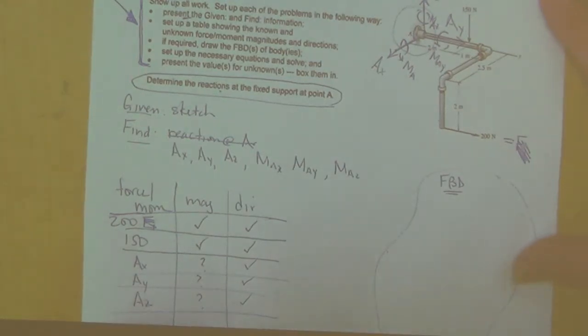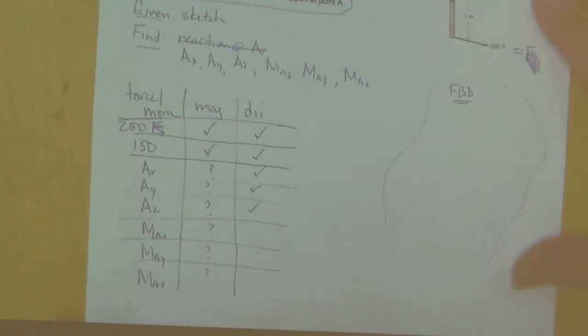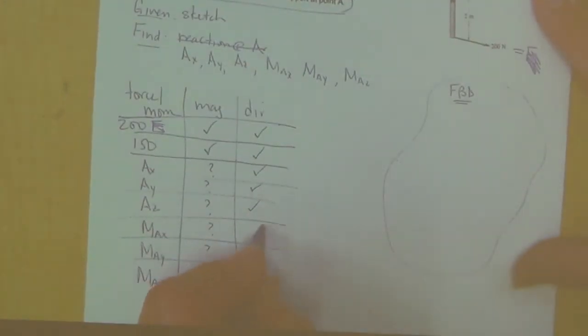Cameron, what else do we have? What would they do about X, Y, and Z? Off the page. Do we know the magnitudes? Nope. Directions? You know the record.